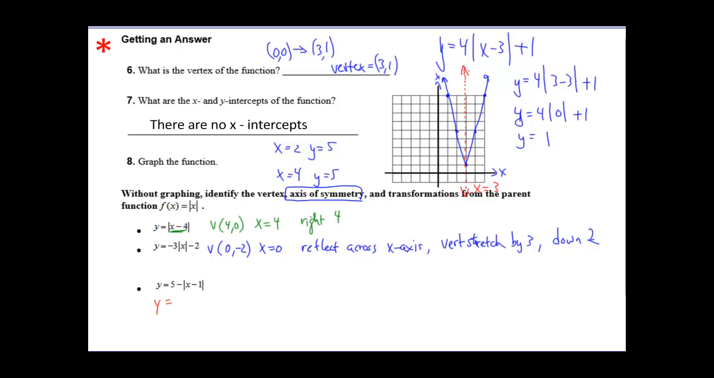Hopefully you moved the 5 over behind, which is a little easier to understand. So this is just plus 5. That gives us, you should have said, a vertex of 1, 5. Axis of symmetry was x equals 1. And the transformations were: right 1, a reflection across the x-axis, and our graph went up 5.